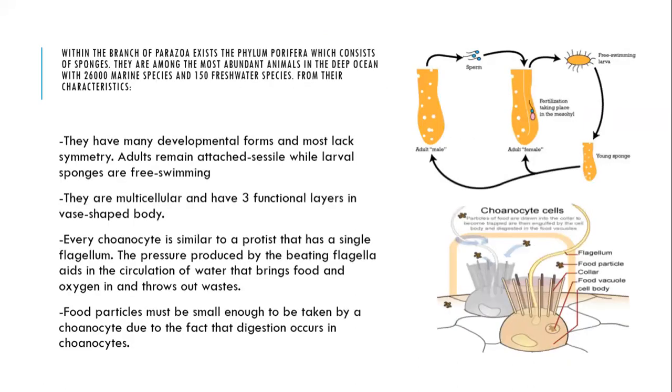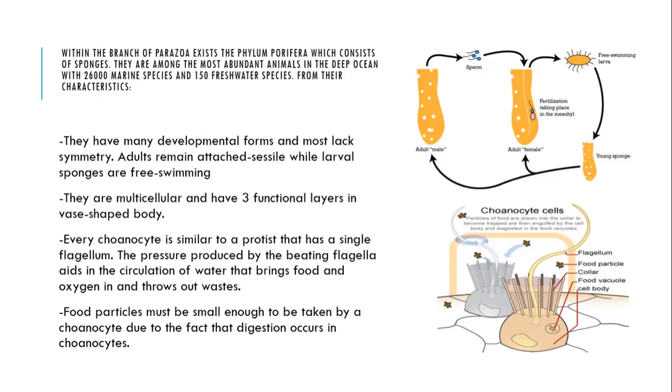Now, as I said before, animals in general belong to two categories, the Parazoa and the Eumetazoa. Within the branch of Parazoa, there exists the phylum Porifera, which consists of sponges. Sponges are among the most abundant animals in the deep ocean, with more than 26,000 marine species and 150 freshwater species. They have many developmental forms, and most of them lack symmetry. As we said, they don't have tissues, organs or organ systems.